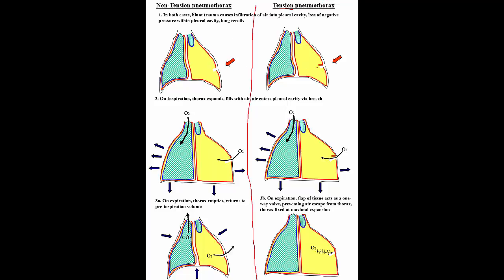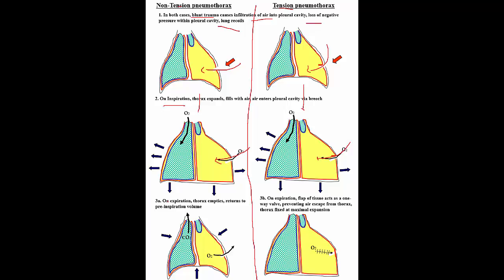So in both cases, let's consider that blunt trauma causes an infiltration of air into the pleural cavity and basically causes a loss of negative pressure in the lung recoil. So in both instances, non-tension and tension, this occurs. Well, as you go down this and compare them still, in both instances on inspiration or taking a breath, the thorax expands and it fills with air. And let's consider this is again highly theoretical, but with this wound or the puncture, outside air can be sucked in from the outside into the pleural cavity. And then here's where the difference exists between tension and non-tension.